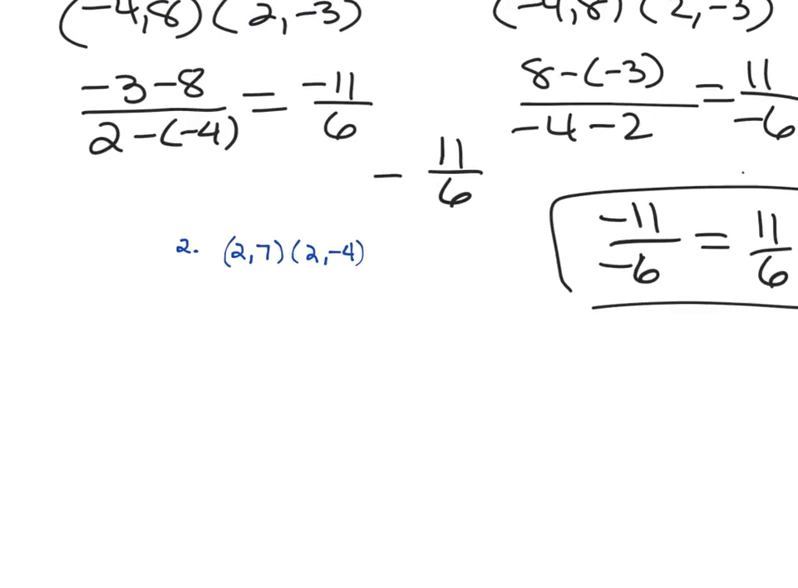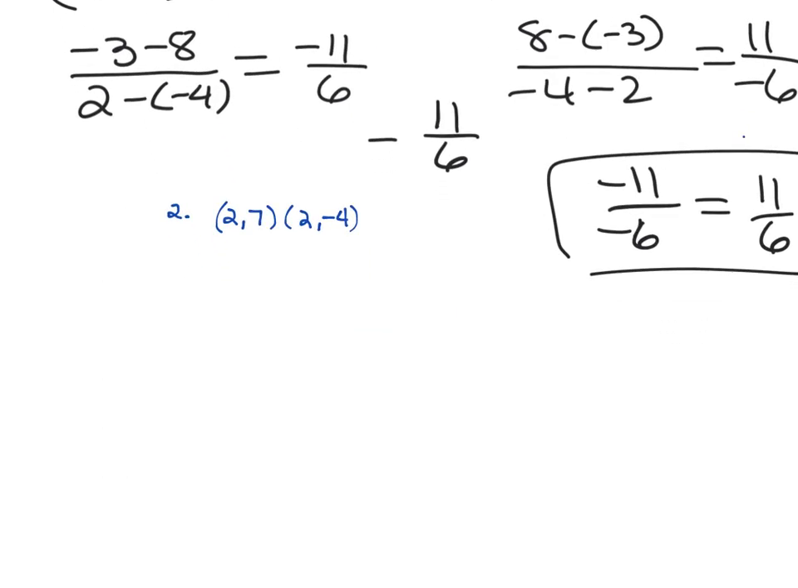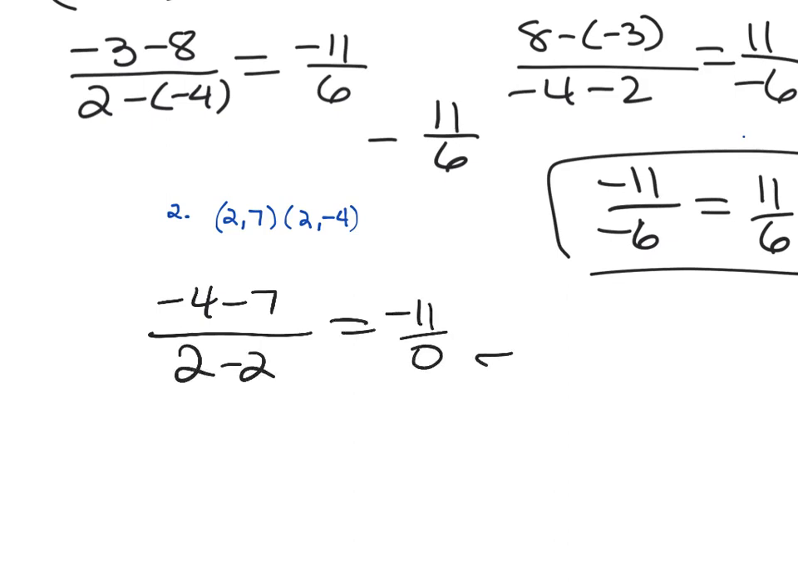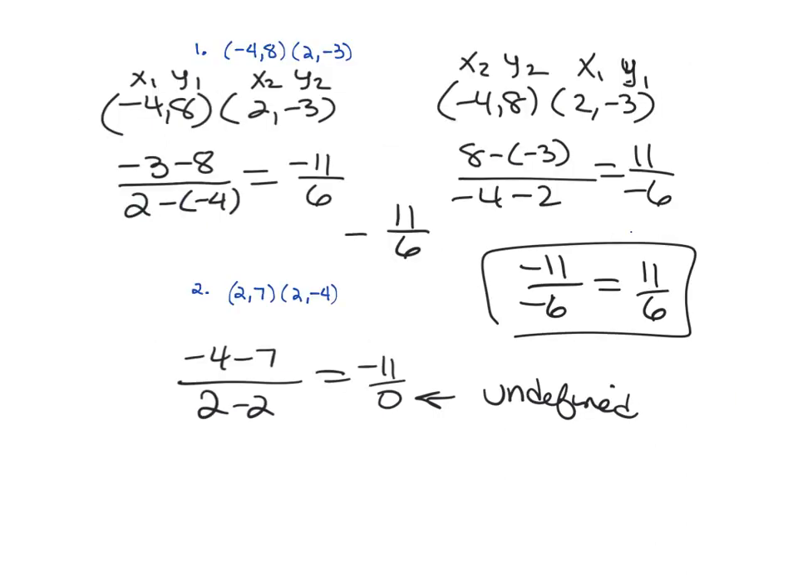Let's try the next one. Again, if you look at this and realize, wait a minute, my x's are the same, this is going to create an undefined slope. But let's go ahead and do the problem. If I do negative 4 minus 7 over 2 minus 2, negative 11 over 0, 0's in the denominator, so it's undefined. When I did it here, I was just showing you that it didn't matter how you did it. You still got the same answer either way. If the negative is in the top or the bottom, it doesn't matter. Just stay consistent. Good?